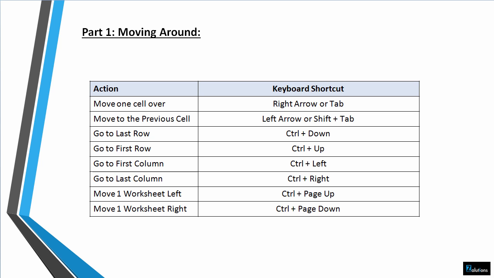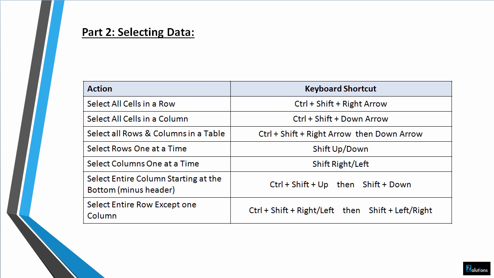If you want to move to the first column in a row, click Control plus Left, or if you want to move to the last column in a row, click Control plus Right. If you want to move to another worksheet, a great shortcut that I use all the time is Control plus Page Up, which moves one worksheet to the left, or Control plus Page Down to move one worksheet to the right. Moving to Part 2, Selecting Data.